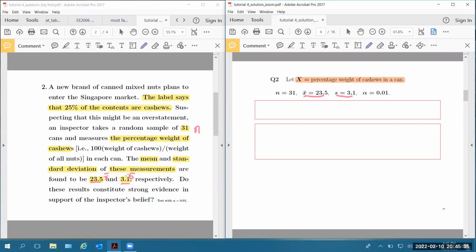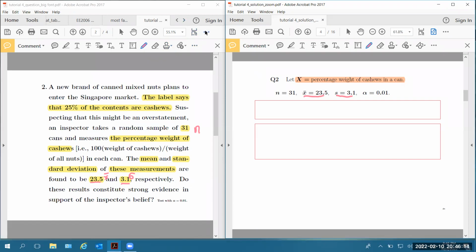Why is that so? Because when you read the problem, it's like reading a storybook, right? You see they mention here, the inspector takes a random sample of 31 cans and measures the percentage weight of cashew in each can. And then immediately following this, they say the mean and standard deviation of these measurements. These measurements, meaning what? Meaning from the 31 cans. Okay, so that's why these are the sample data. So now we've done until here.